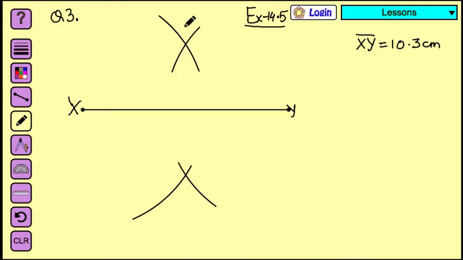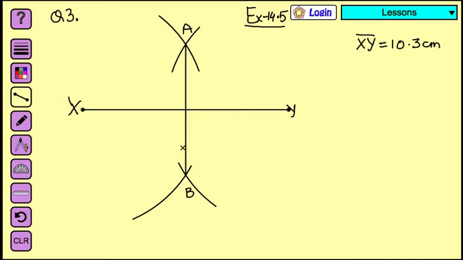Okay, let's just take it as this is A and this one is B. Now we are going to join A and B. Take a ruler and draw a line through A and B.